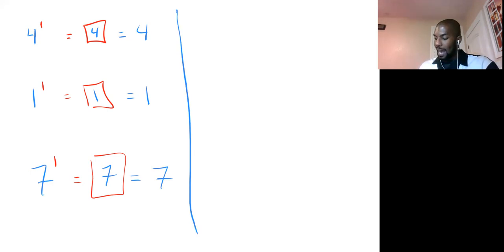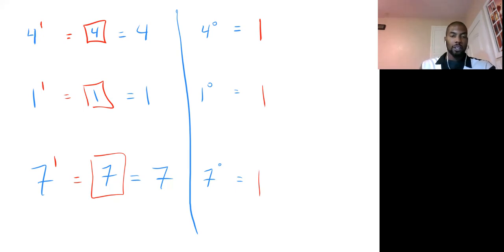Second rule, any number to the power of 0 is 1. Now, don't ask me why that's true. It just has to be consistent in math. So all you need to know for today is that 4 to the 0th power is the same thing as saying 1. 1 to the 0th power is the same thing as saying 1. 7 to the 0th power is the same thing as saying 1. Why that's true we'll go over in another video. You don't need to know that right now. Just memorize those two rules and you're fine.